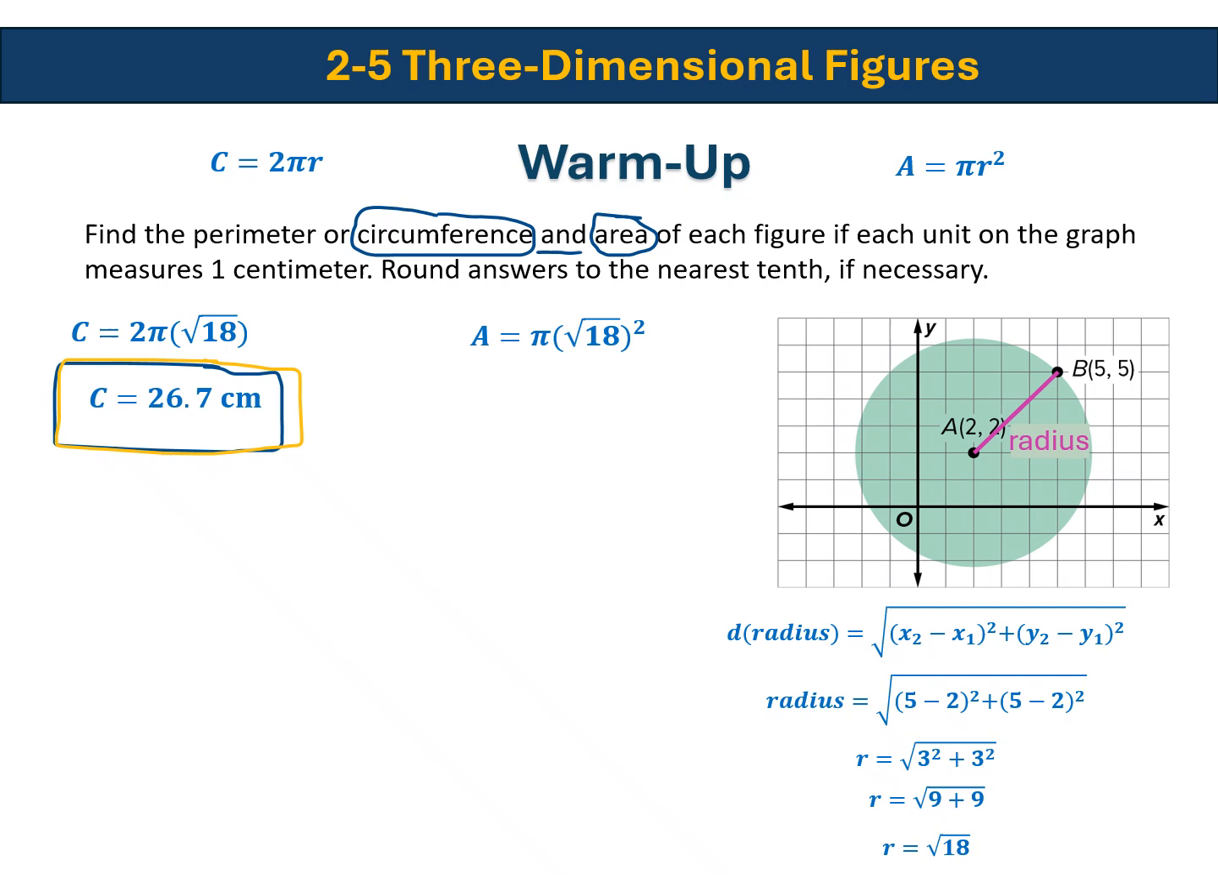Next, we need to find the area. The area is pi times the radius squared. So in our case, it's pi times the square root of 18 squared, which leaves us with 18 pi centimeters squared. Now, I left the answer this way so you could see this is an exact answer written in terms of pi. But they asked for our answer to be rounded to the nearest tenth, and that's what we're going to do. And so the correct answer here is 56.5 centimeters squared. Those are the answers to our warm-up question.